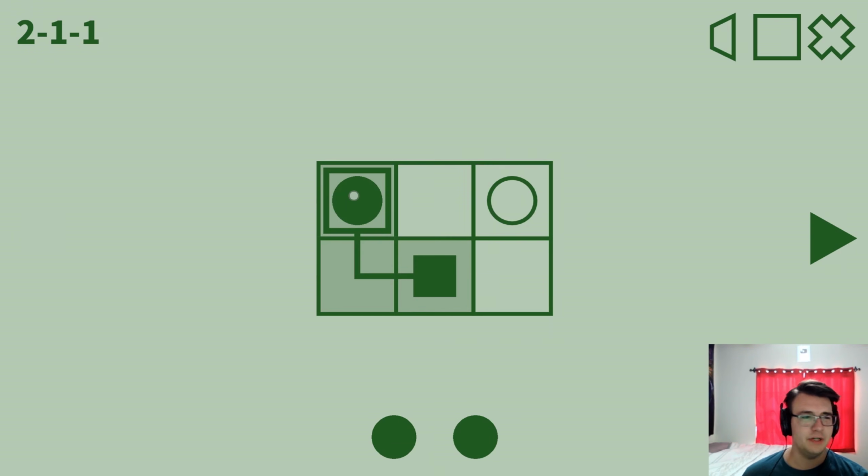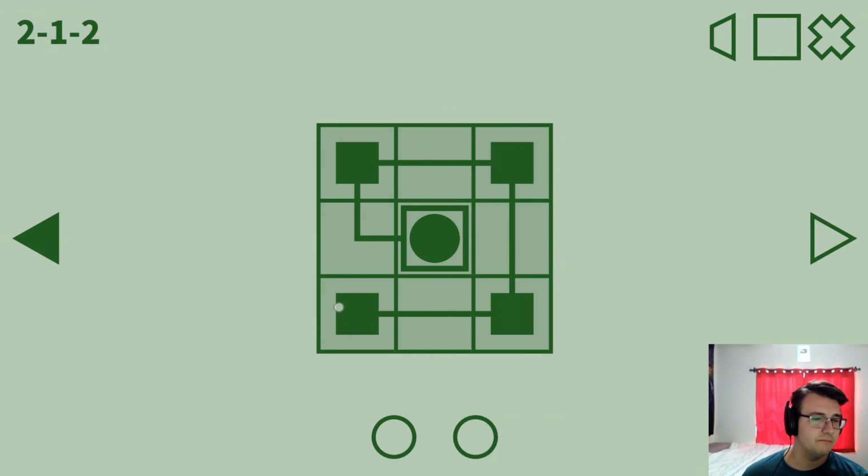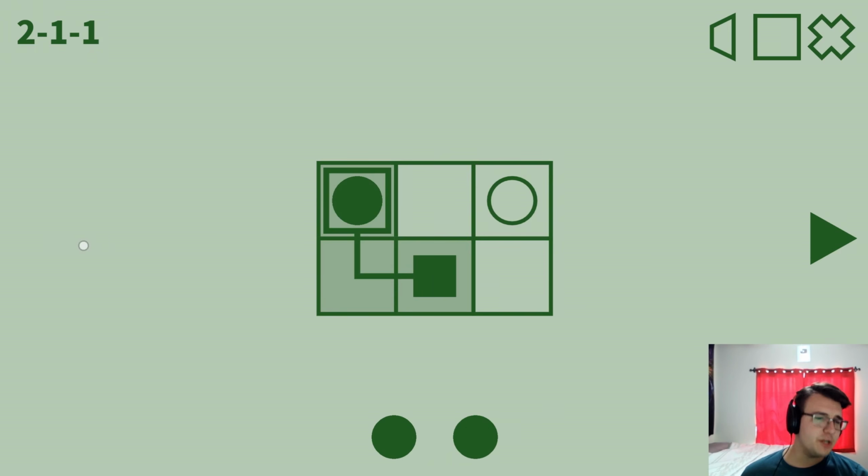So our first puzzle, we drew a line from a circle to a square. What happens if I do it here? No. What happens if I do it here? No. Here, no. Here, no. What if I have to hit all of the squares? Also no. And now we go back to the previous level to figure out what the hell we did wrong.